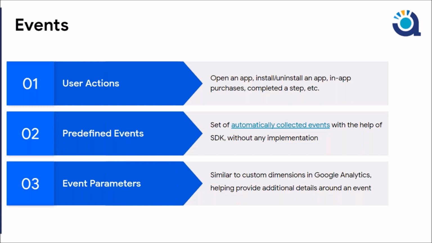And there's a set of automatically collected events as well, which are called predefined events. They come in handy as soon as you integrate your Firebase with your mobile application, without doing any further implementation. Now, if you are aware of the custom dimensions that we use in Google Analytics, which provide additional information to an event or a page, there's something called event parameters that comes in very handy, and you can provide additional details around an event using event parameters.